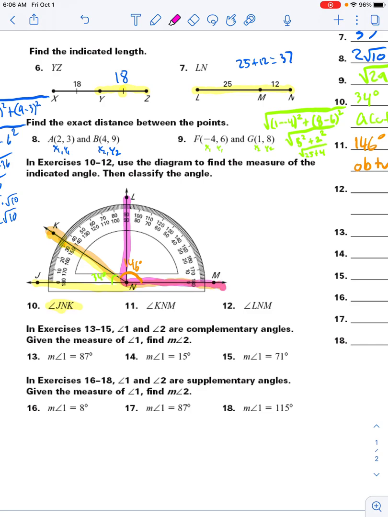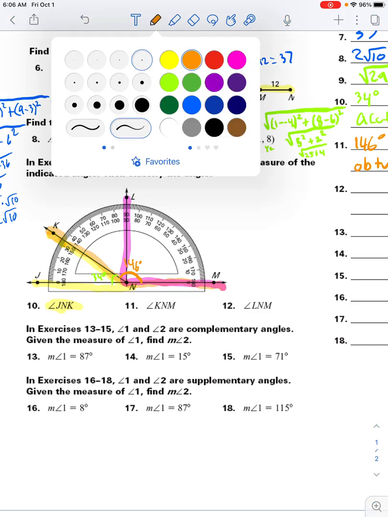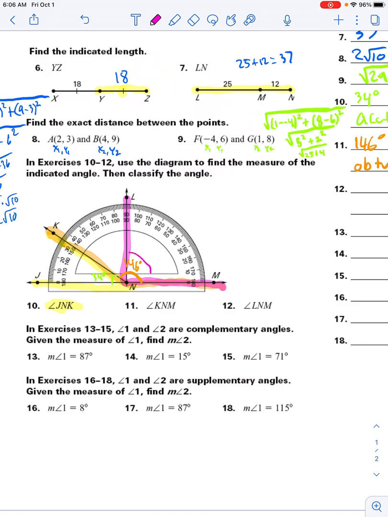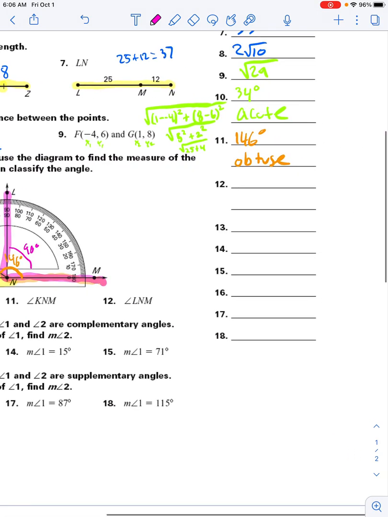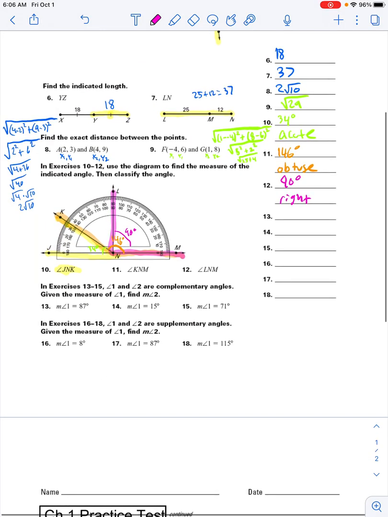L, N, M. I can already tell that is going to be a 90-degree angle. 90 degrees. And we call 90-degree angles right angles.